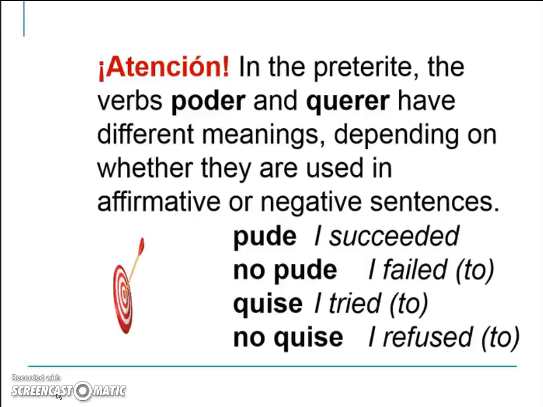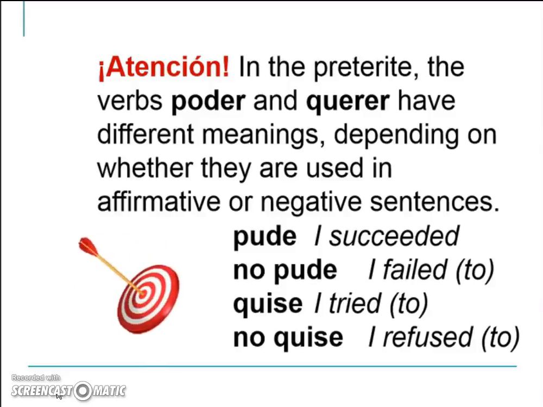All right, one last thing. It says, atención, in the preterite, verbs poder and querer have different meanings, depending on whether they are used in affirmative or negative sentences. So affirmative meaning positive and negative meaning negative. So obviously, pude is I succeeded. We just talked about that in the previous slide. But no pude would be I failed. So that makes sense. It's the opposite.